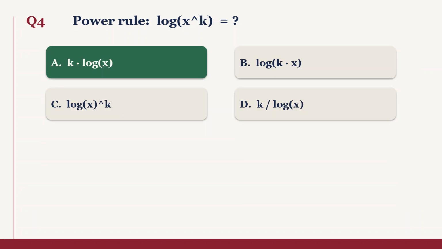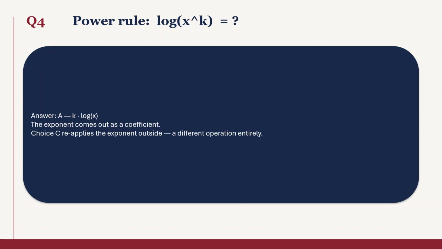Question 4. Power rule. Log of x to the k equals what? Choices: A, k times log of x. B, log of kx. C, log of x to the k. D, k divided by log of x. Pause, then reveal. The correct answer is A, k times log of x. The exponent comes out as a coefficient, the exponent out front rule. Choice B confuses an exponent with a coefficient inside the log. C reapplies the exponent outside the log, which is a different operation.